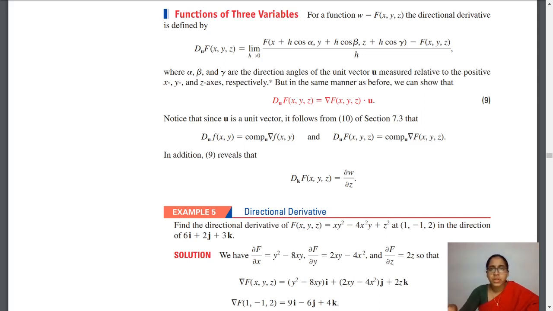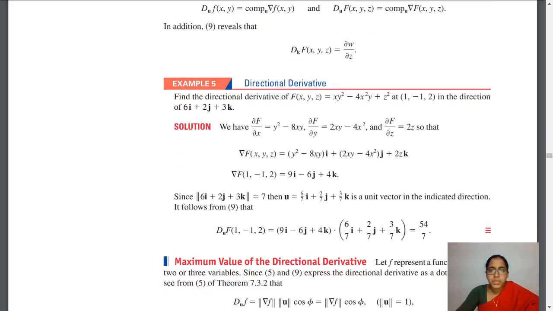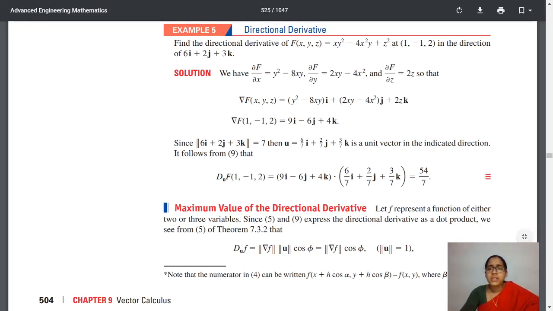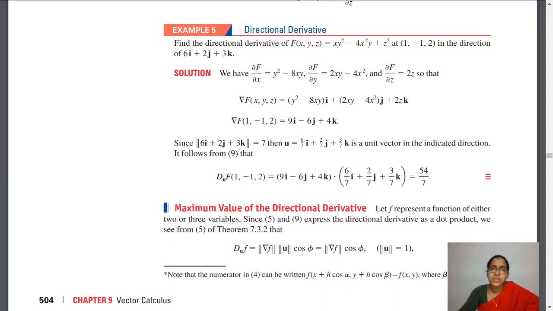Now as we proved earlier, we can also show in the case of 3 variables that the directional derivative of f in the direction of u is nothing other than grad f(x, y, z) dot u. So let us see an example which depicts the case of 3 variables. Find the directional derivative of f(x, y, z) equals x y square minus 4x square y plus z square at (1, minus 1, 2) in the direction of 6i plus 2j plus 3k. Everything is given to us: the surface, the point, and also the vector.